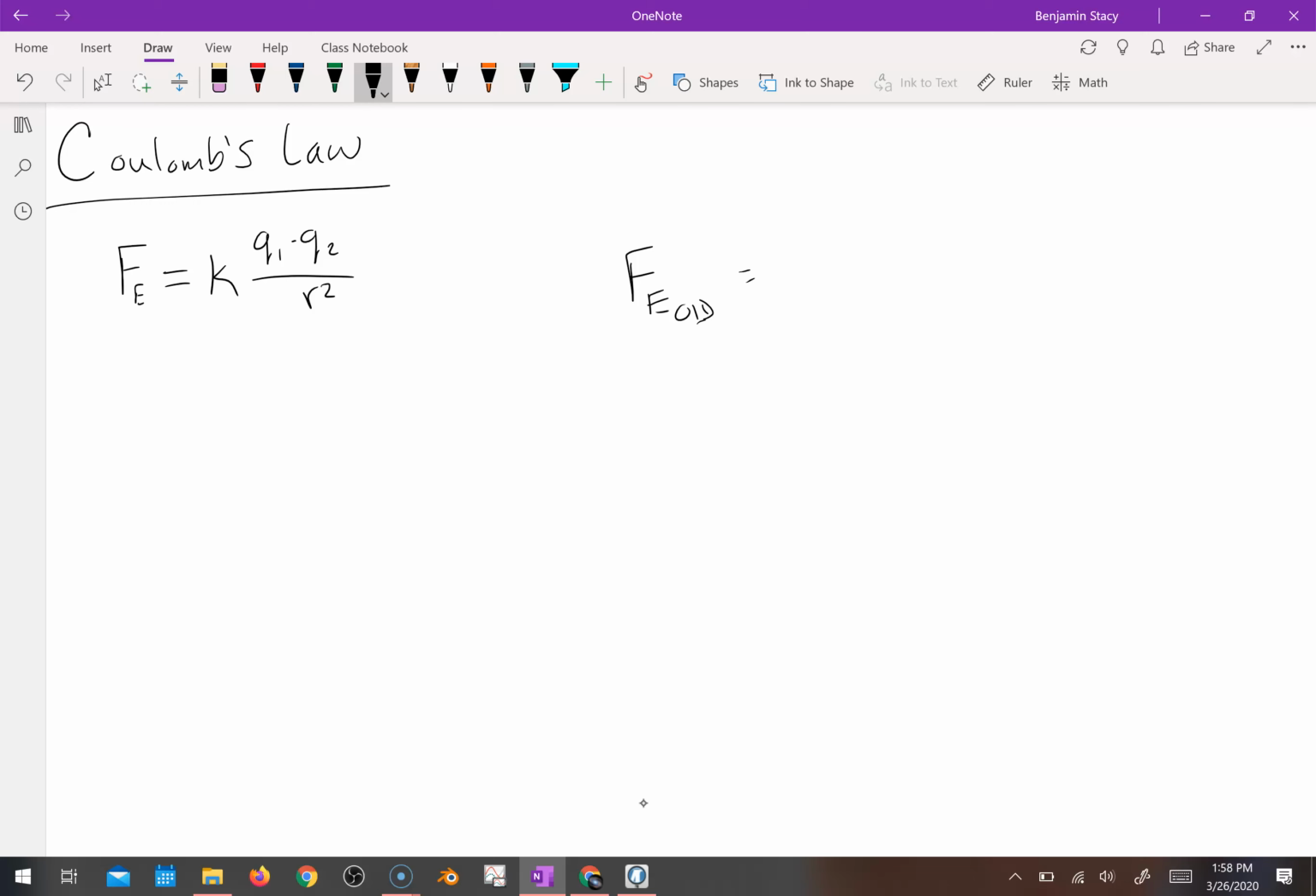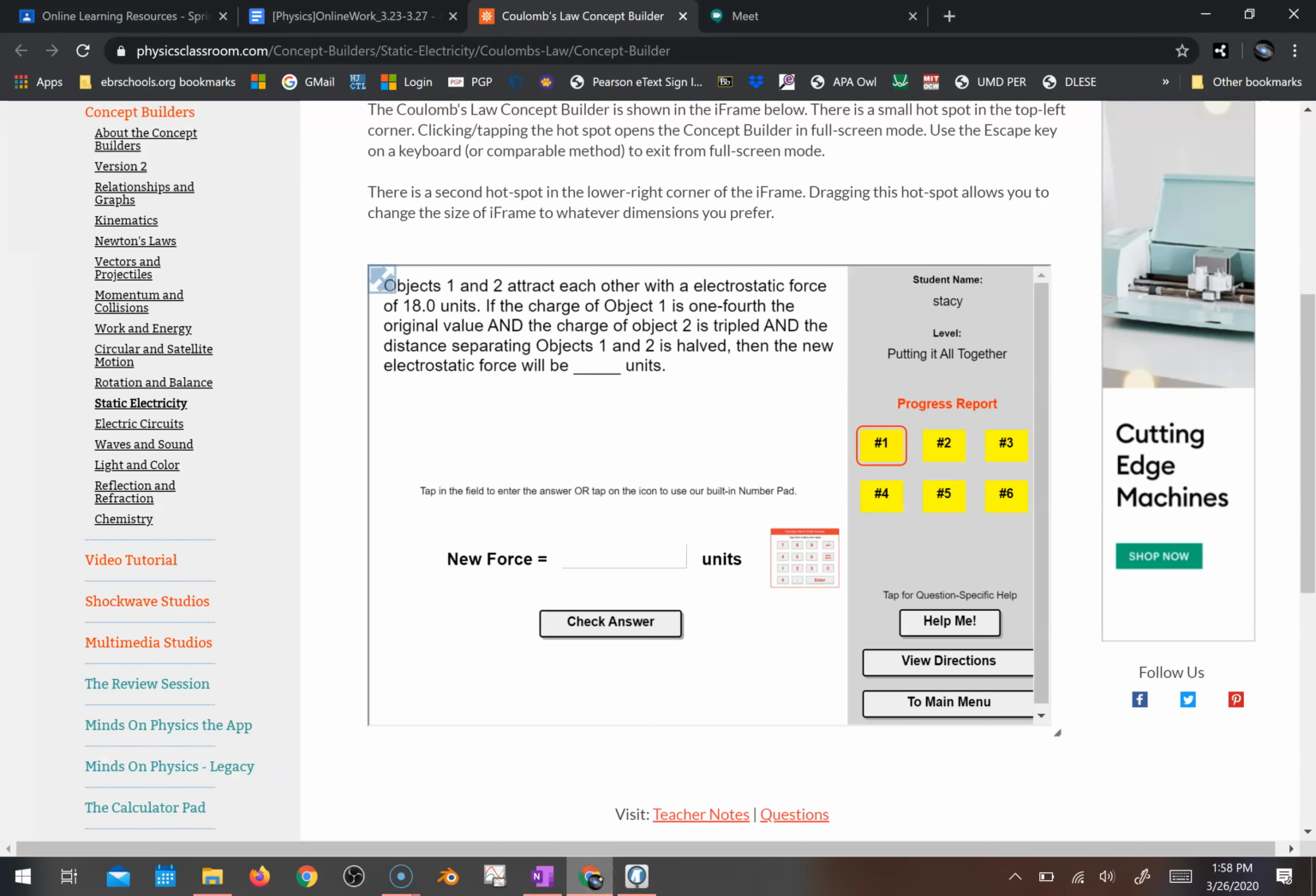So I'll call the first one my electrostatic force old. The old one is the one we're starting with. It's K times Q1, Q2 over R squared, and that's equal to the 18 units of electrostatic force. We're going to have a new electrostatic force, Fe new, as a result of changing some of these values. K is still K. That's just a constant. It hasn't changed.